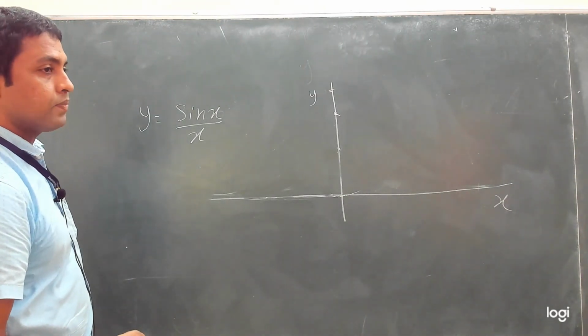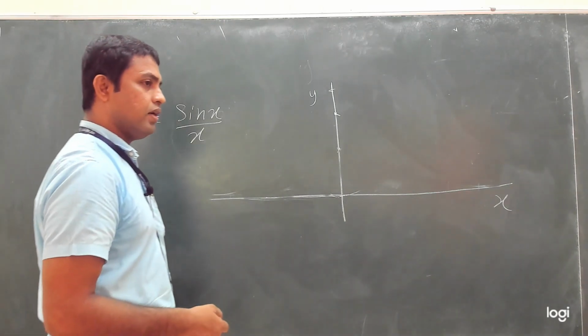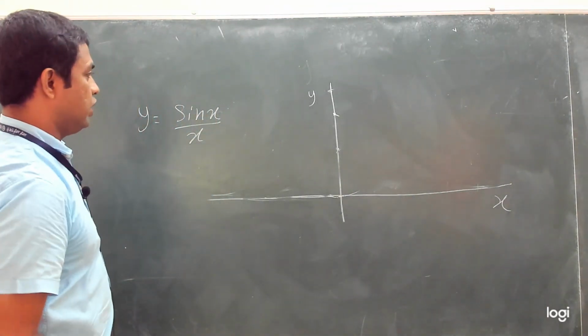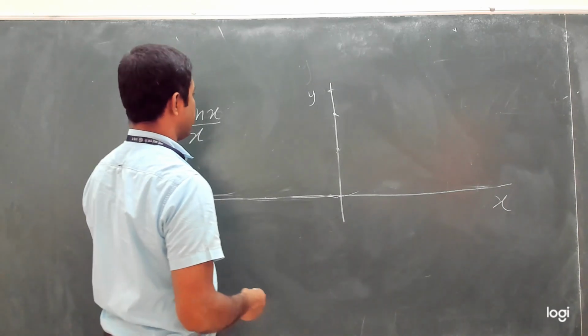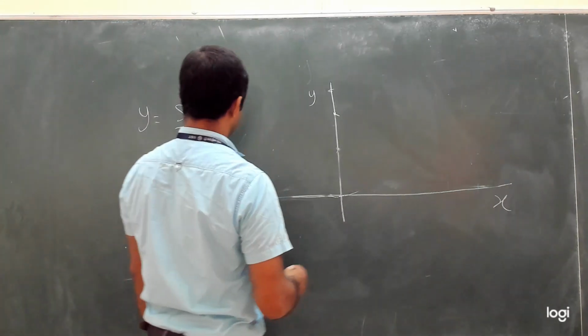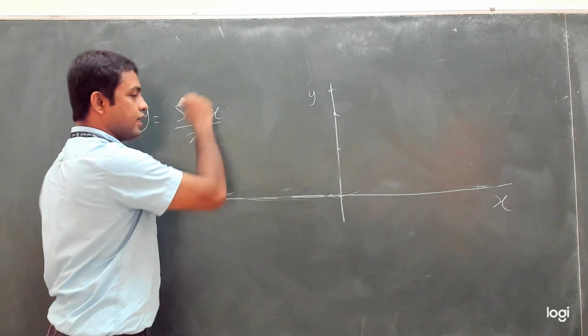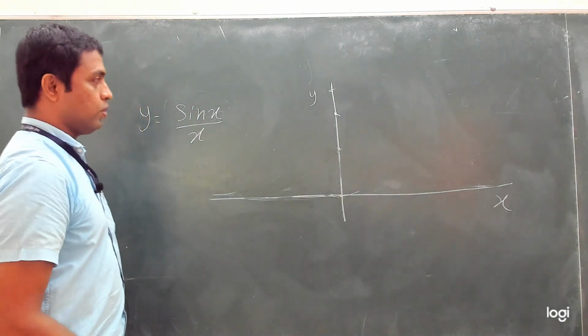Infinite maxima and minima. Okay, so infinite number. But when do they happen? At what points, maxima or minima? At 0 maxima happens, and whenever sin x has maxima or minima, this function also will have maxima or minima.